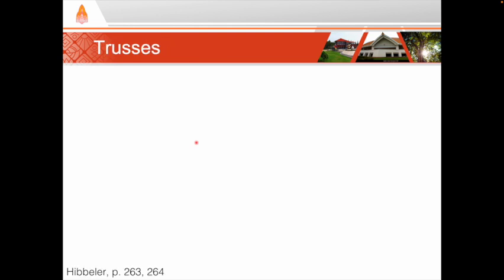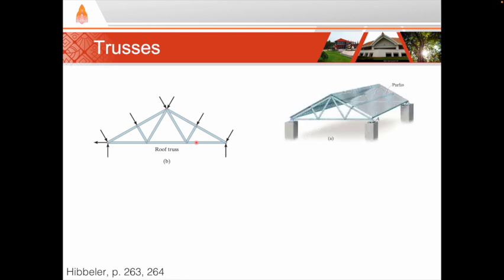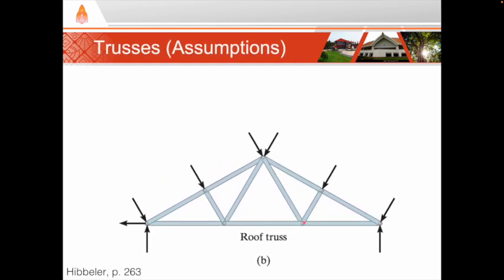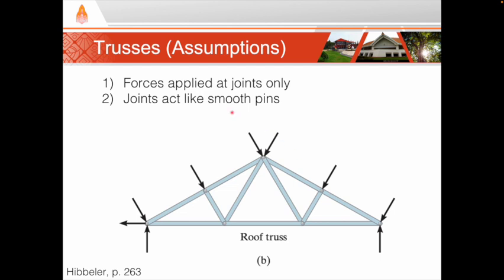As we begin the second half of the course, we will be looking at trusses. A truss is a structure of slender members joined together at their ends. You can find trusses in roofs and in bridges. When designing and analyzing trusses, we make two important assumptions. First, all the loadings are applied at the joints. Forces cannot be applied in the middle of the member. And second, each joint connection is assumed to act like a smooth pin, so there are no moments at the joints.